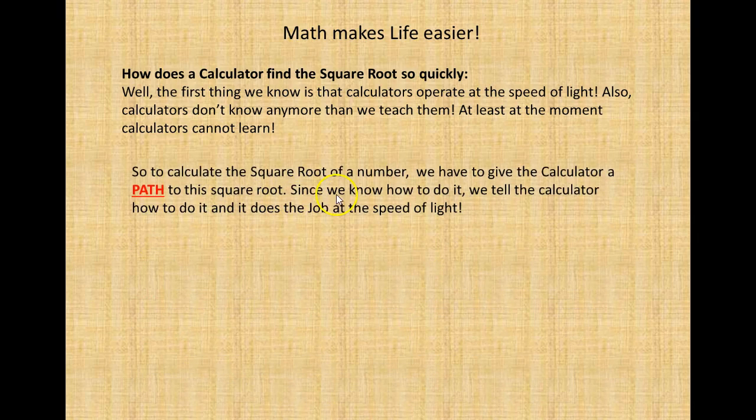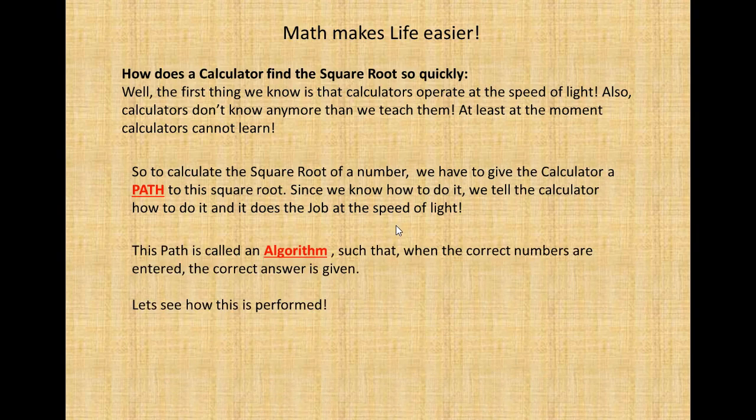So to calculate the square root of a number, we have to give the calculator a path to the square root. Since we know how to do it, we tell the calculator how to do it, and it does the job at the speed of light. This path is called an algorithm, such that when the correct numbers are entered, the correct answer is given. Let's see how this is performed. Let's continue.